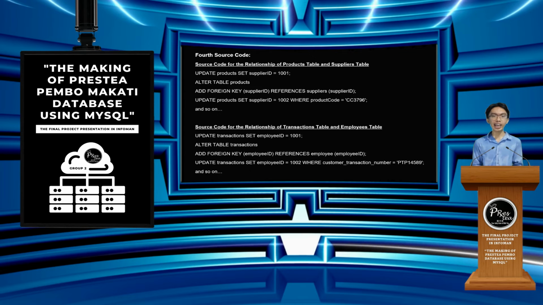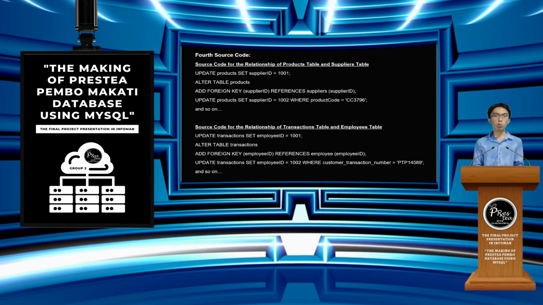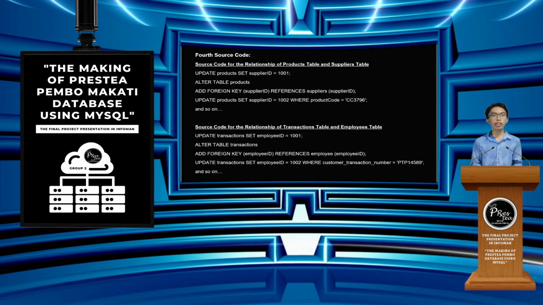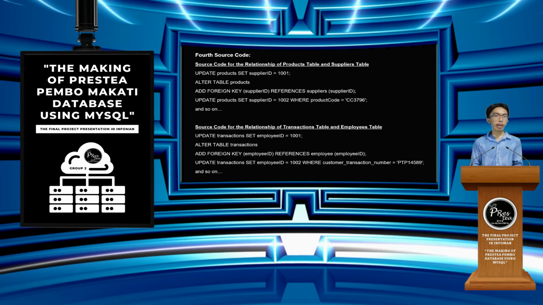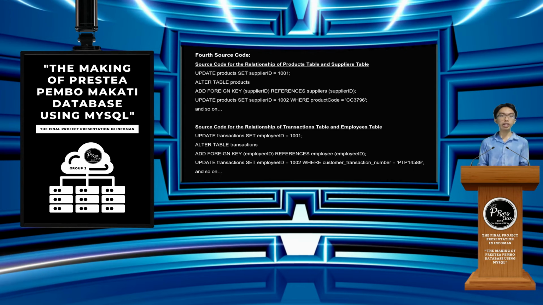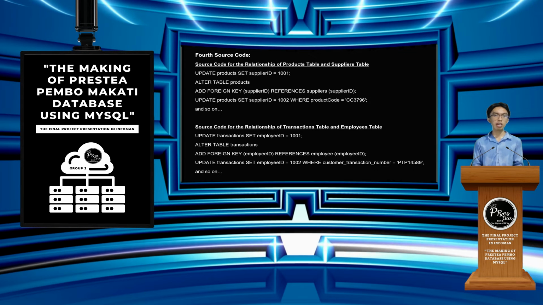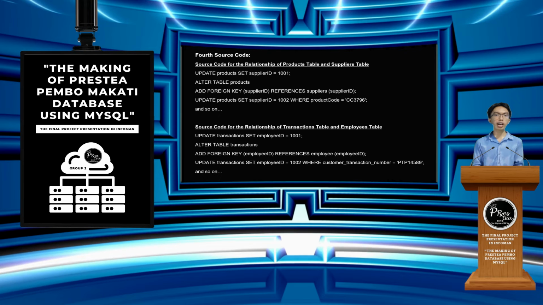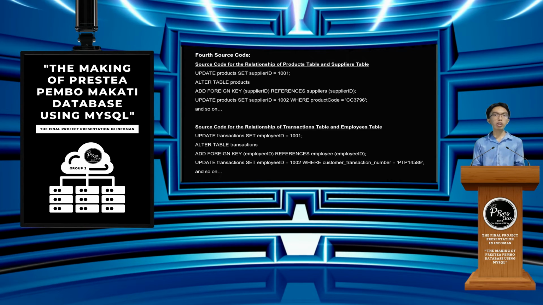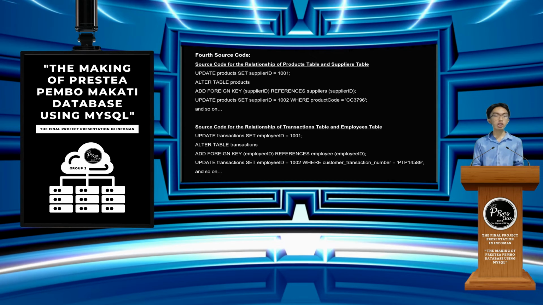And lastly, second is UPDATE products SET supplierID = 1001; ALTER TABLE products ADD FOREIGN KEY (supplierID) REFERENCES suppliers (supplierID); and UPDATE products SET supplierID = 1002 WHERE productCode = 'CC3796'; and so on.